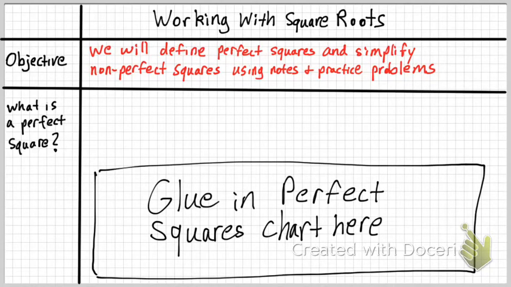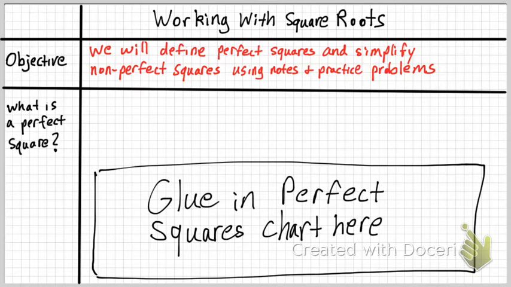Hello students, and welcome to this lesson on perfect squares and simplifying non-perfect squares. Alright, so we're getting into our unit on special right triangles, and in special right triangles we're going to be working with sine, cosine, tangent, and those values are often defined in terms of a ratio, particularly a ratio between rational numbers and irrational numbers.